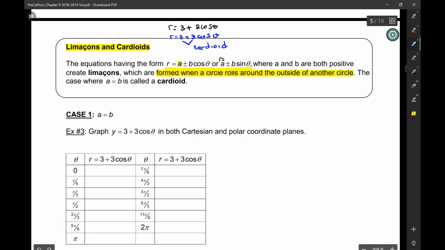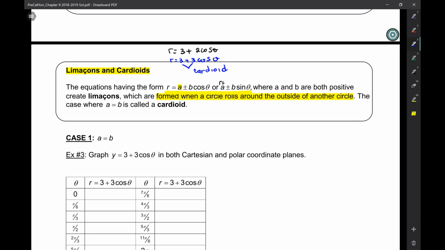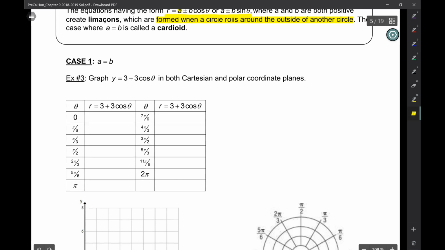All right, I'll tell you now why it's a cardioid. So we're going to be graphing A plus or minus B cosine theta or B sine theta. We're going to do the first case when A equals B. So this one, 3 plus 3 cosine theta.